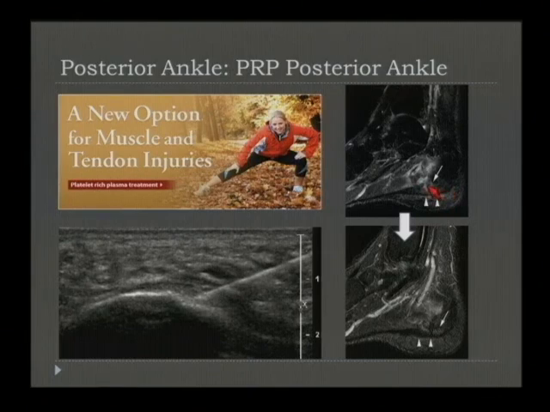We performed the PRP 3 months later. This is what their MRI looked like. They're still a little thickened, but you can see that all that edema had subsided and a part of the tear had actually healed in and fibrosed. But more importantly, this patient was completely asymptomatic and they had had pain for 2 years, had undergone steroid therapy, had undergone all the conservative measures.